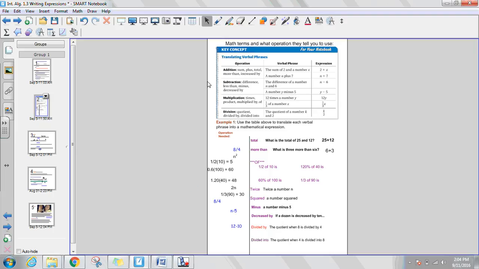For of, that's that tricky one I talked about, multiplication. 1/2 of 10 is, so of, that's telling us just multiply 1/2 and 10. And then is means equals. That's one that was not in the table. Is equals. Well, 1/2 times 10 is 5. For this next one, 120% of 40 is, so there's of, tells us to multiply, is means we have an equal sign.